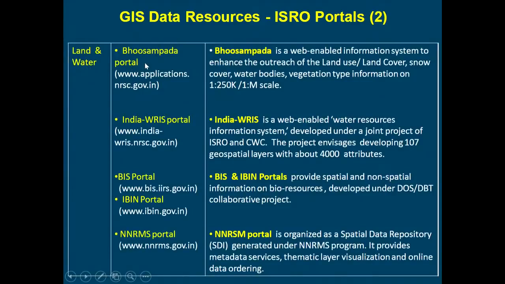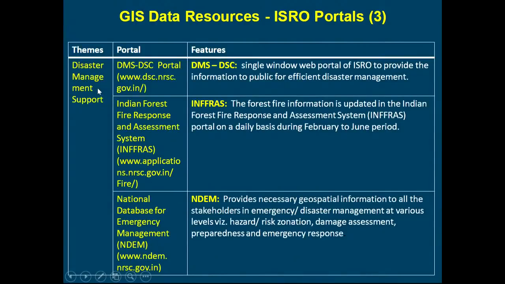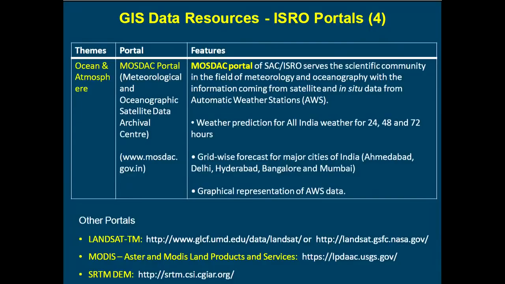Similarly, we have land and water. Bhu Sampada portal is there. India WRIS portal is there. And NRMS portal. So there is a list of portals. This I will be sharing with you. You can get a number of data sets from here that can be downloaded directly. You can download them, you can use them as a service, and then use them for your various kinds of applications.